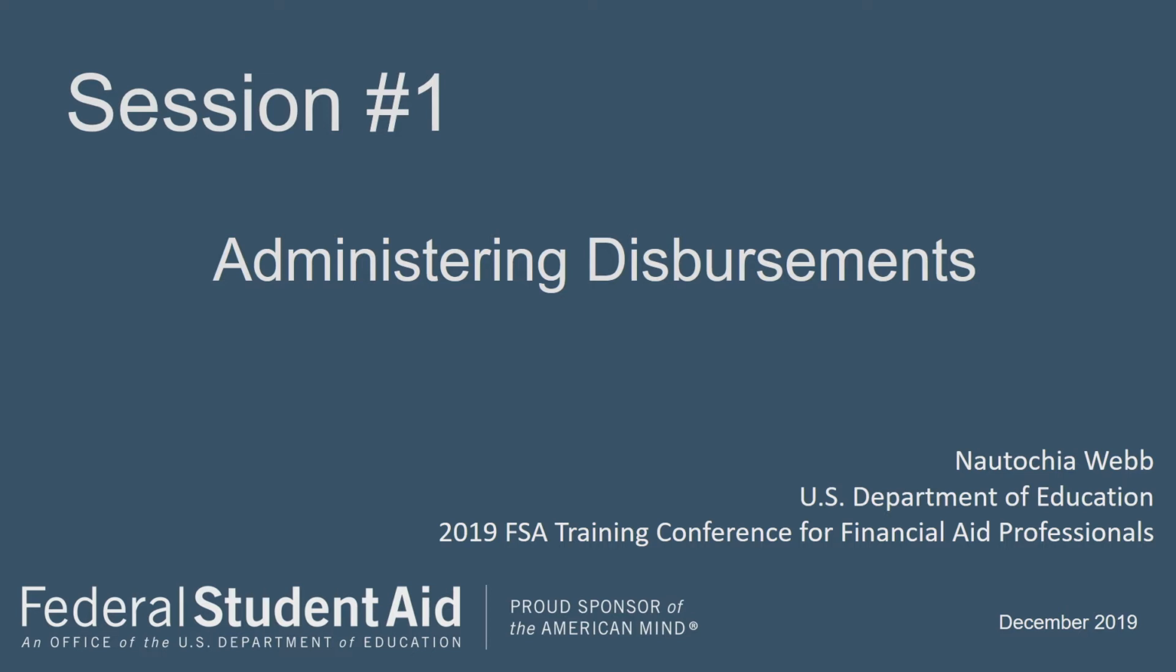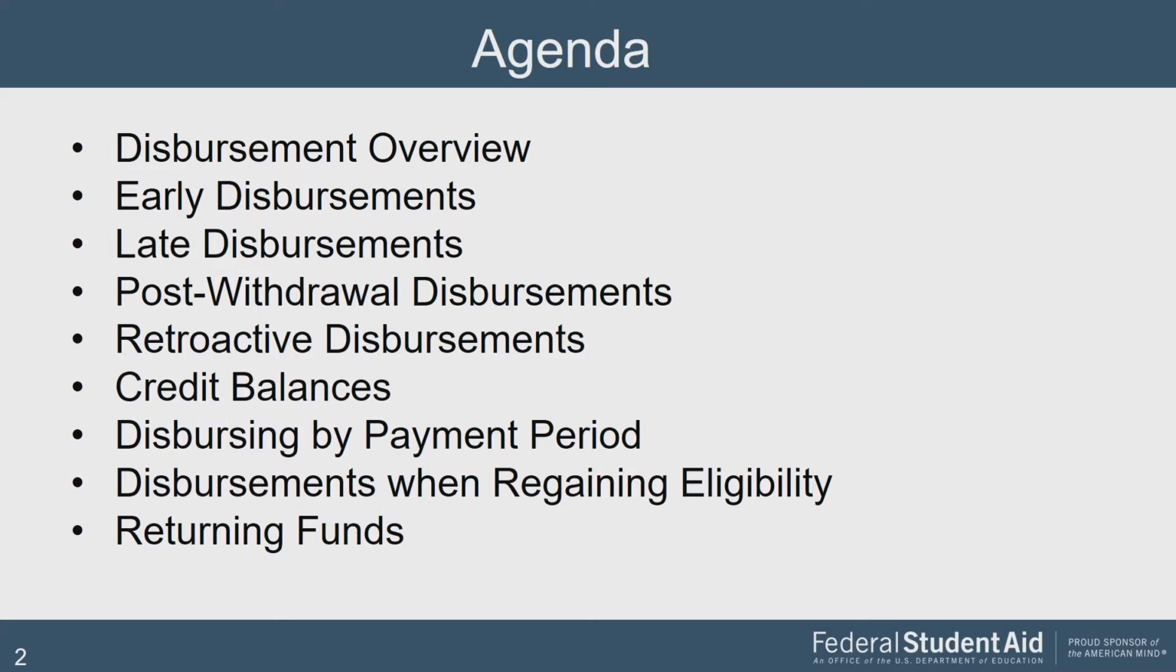So when we talk about administering disbursements, this is going to be our agenda, the subject matters that we will talk about. We're going to do a disbursement overview and then talk about the different types of disbursements that there are. We're going to talk a little bit about credit balances and then disbursing by payment periods. We're going to go into detail about that. We're also going to talk about how we work with students who have lost eligibility and then regained eligibility, as far as how you go about making disbursements for regaining eligibility. And then last but not least, we'll talk about returning funds.